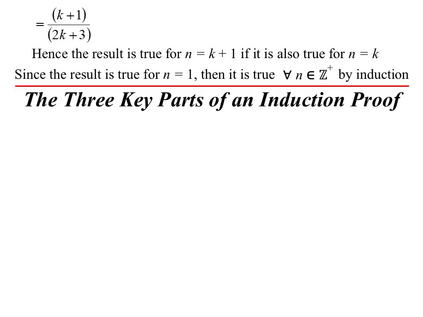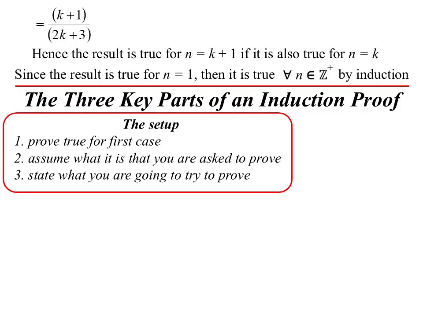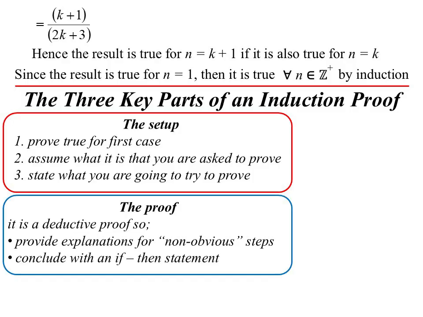So there's 3 key parts of our induction proof. The setup. Prove for the first case, we make our assumption, and then state what we're going to go and prove. So we're setting it all up. Then comes the actual proof. The proof itself is a deductive proof. It's an if-then proof. So just like any proof, we provide explanations for anything that's not obvious.